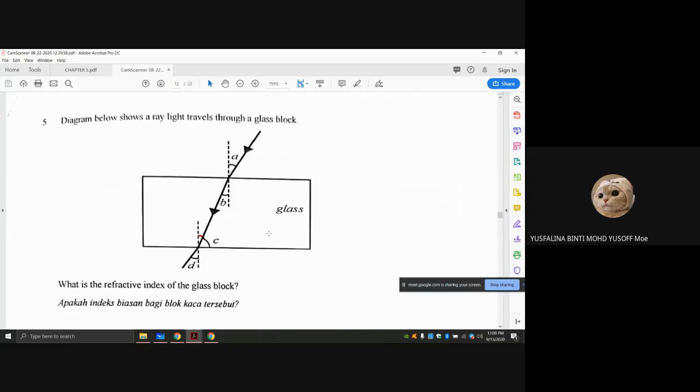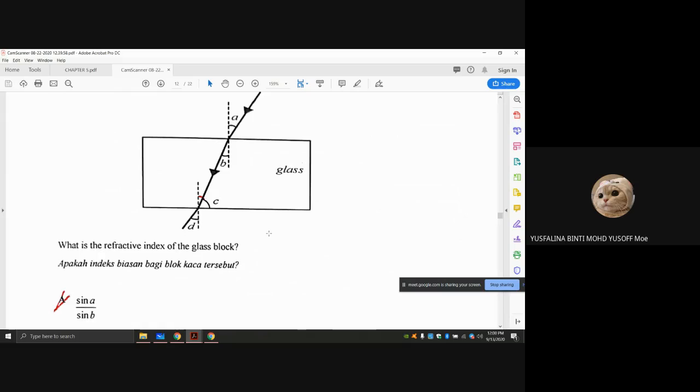For number 5, what is the refractive index of the glass block? So sine i over sine r. The answer is sine A divided by sine B here. Remember, i must always come from the air. So the answer is A.